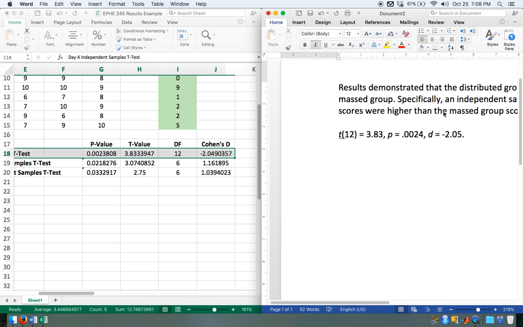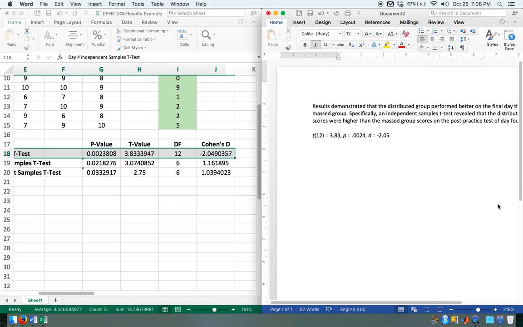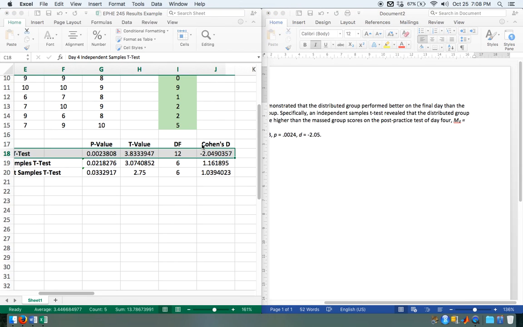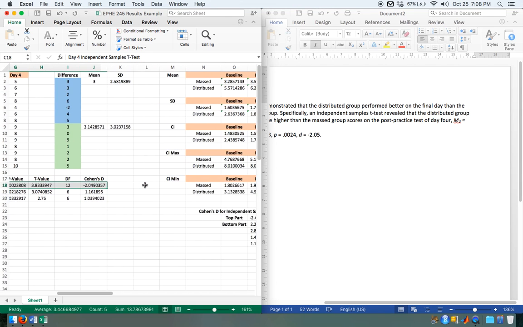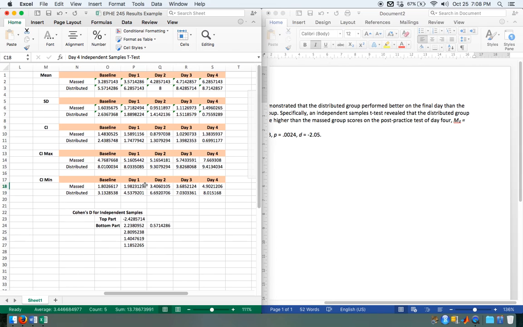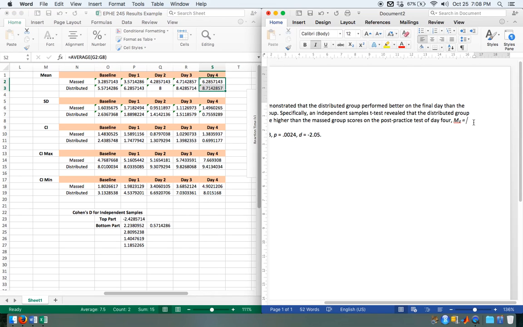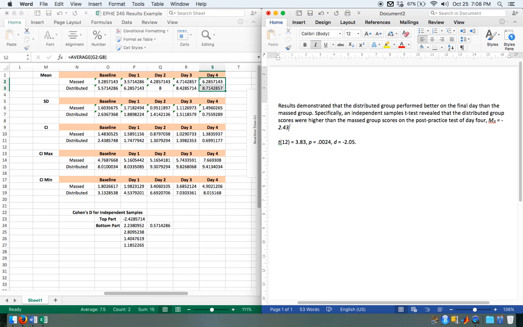Okay, so what that means is we're going to look at the difference between the means of day 4 here. So we calculated that right here. So the mean difference is minus 2.43. Oh, should not be italicized. There we go.